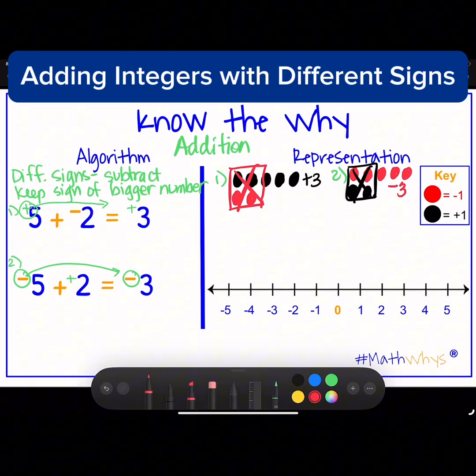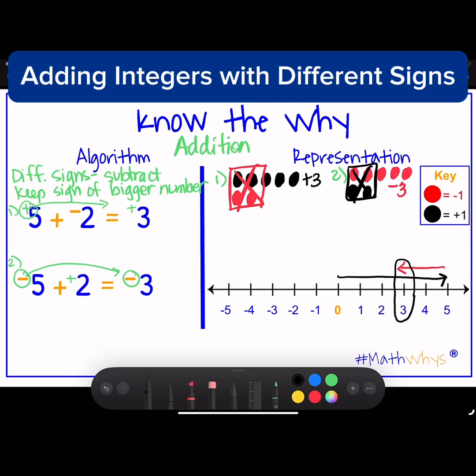To model this, we're going to first show positive 5 plus negative 2. So we're going to start here at 0, and we're going to move to positive 5, which says that we have $5 in the bank, and we are going to spend $2. So we're going to come back in the negative direction. And so we're going to spend $2, and we end up at positive 3.